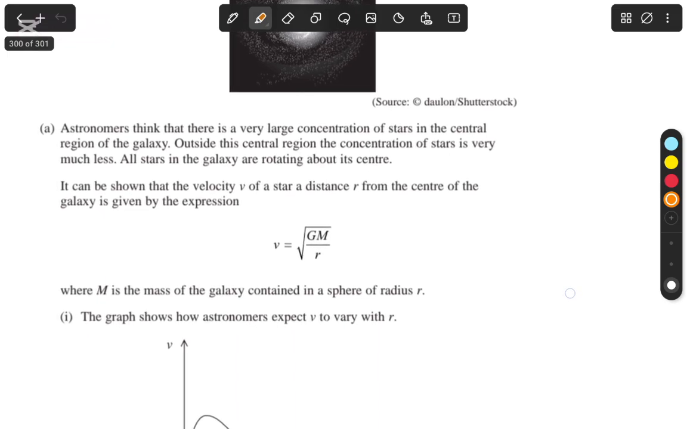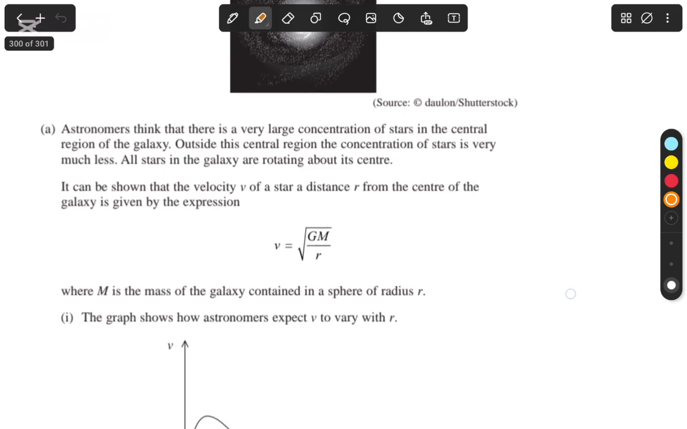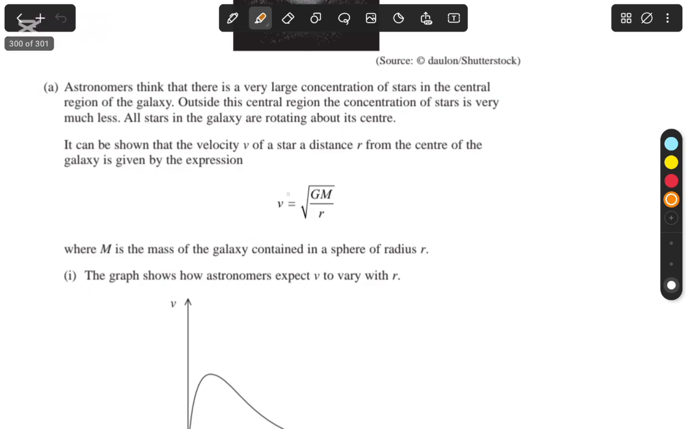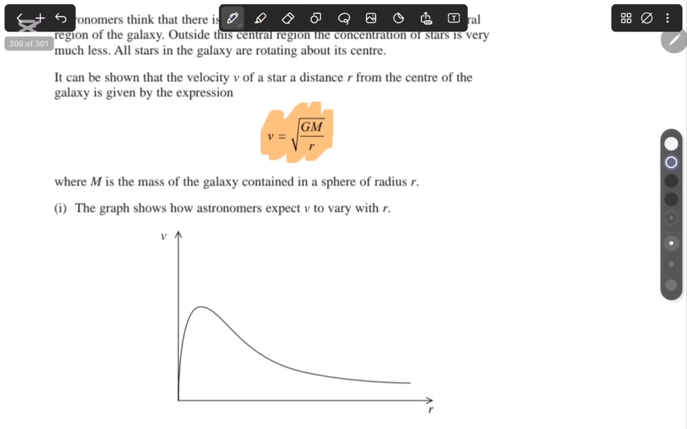Outside the central region, the concentration of stars is very much less. All stars in the galaxy are rotating about its center. It can be shown that the velocity of a star at a distance r from the center of the galaxy is given by this formula. We're familiar with this formula already. This is the formula you get when you equate the centripetal force to the gravitational force.